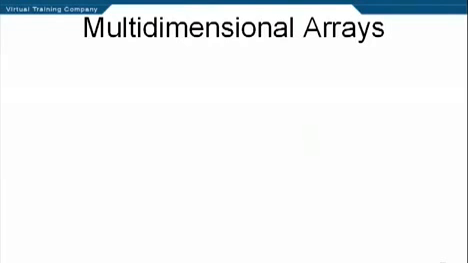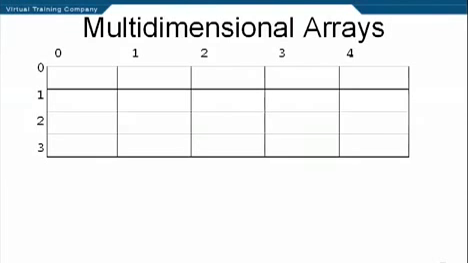A multi-dimensional array is simply an array where each member is also an array. For example, this is a diagram of a two-dimensional array. It's 5 elements wide by 4 elements high. Now in C, an array of integers of this size could be declared this way.